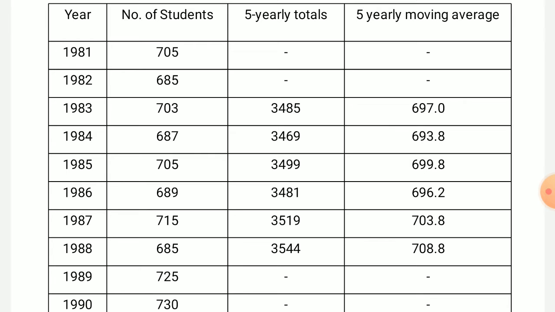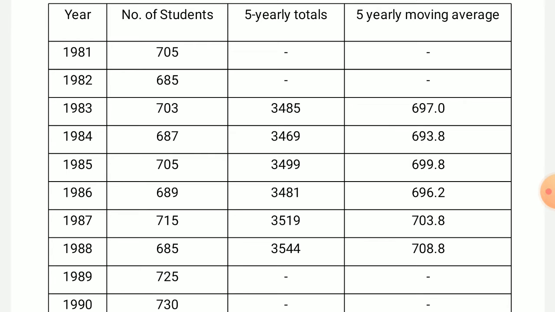And this process must be continued until the last year's value is taken for calculating the moving average. And the 5 yearly total must be divided by 5, and placed in the next column. This is the trend value of the moving average.